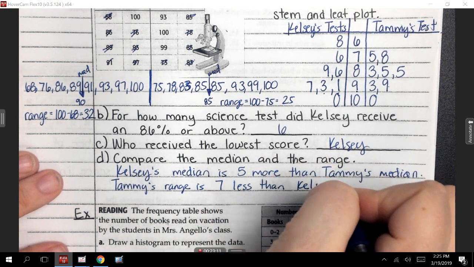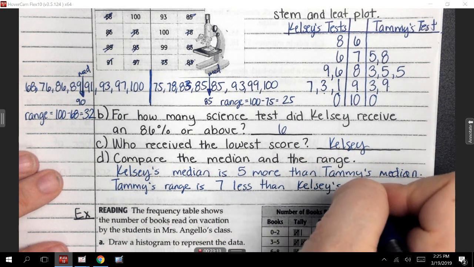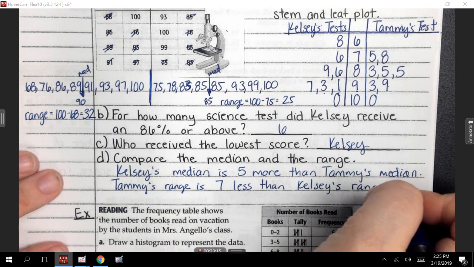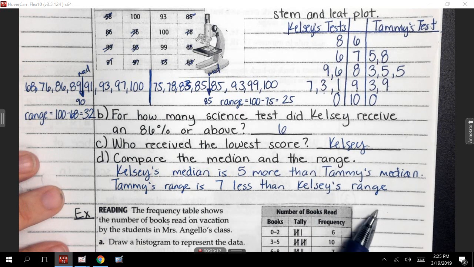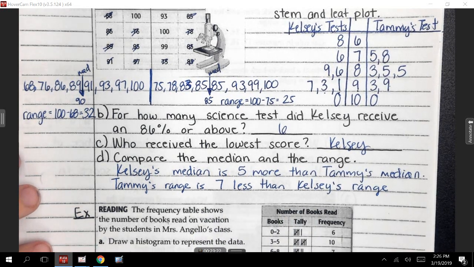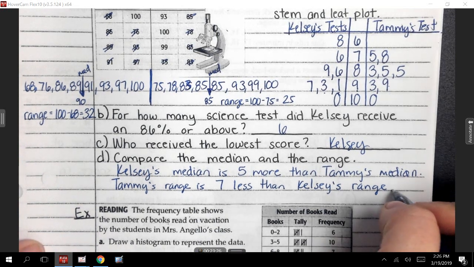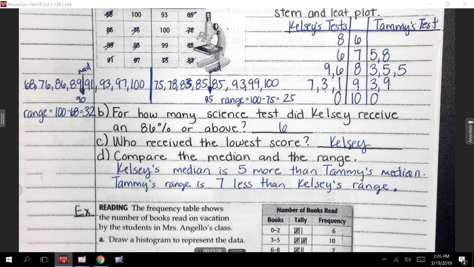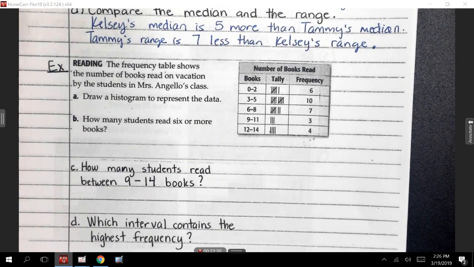How else could I have worded that? Kelsey's range is 7 more than Tammy's range. I could have said Kelsey's range is 7 more than Tammy's range. Then it would have matched our sentence above. Doesn't matter. Are they both saying the same thing? Yes. All right.